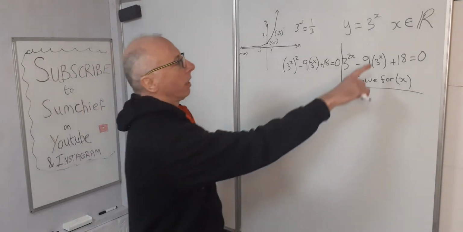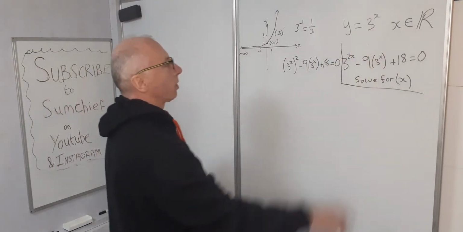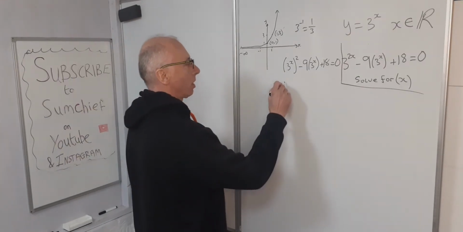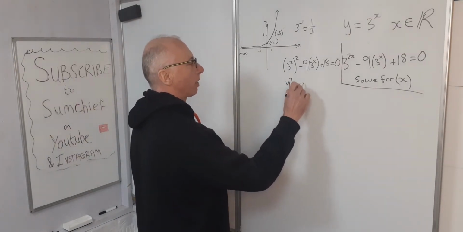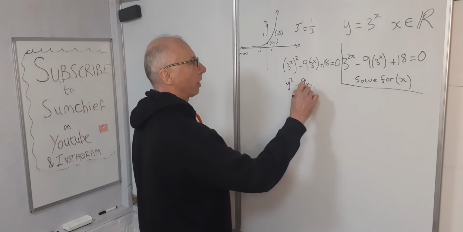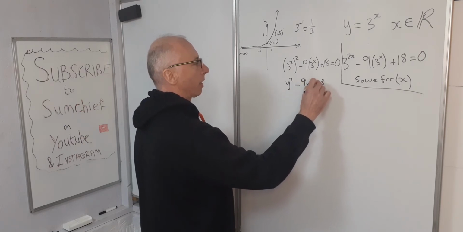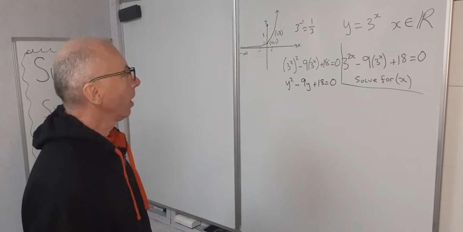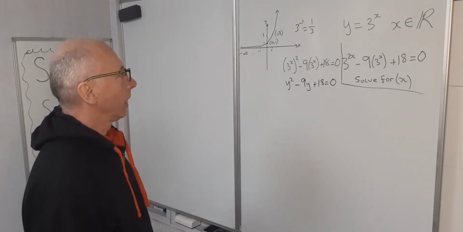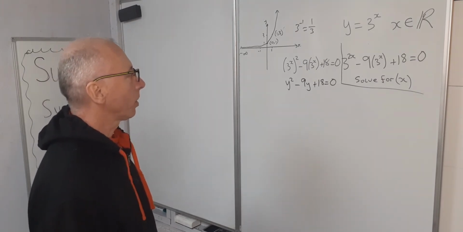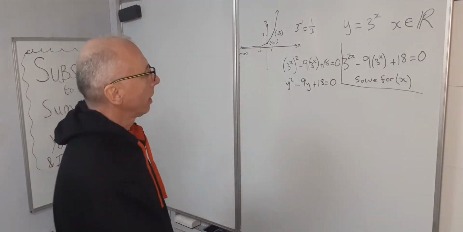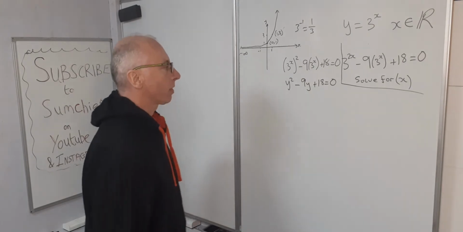Now we're given here that 3 to the power of x we can say is y. So let's just plug that in and see if that helps us. So we get y squared minus 9y plus 18 equals 0. Okay, right. Now, how can we solve for this? So we need factors that multiply to plus 18, that when we add them is minus 9.